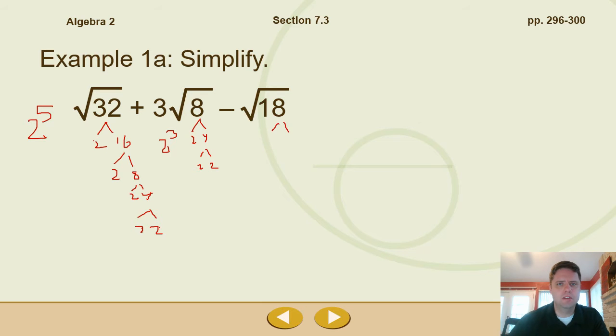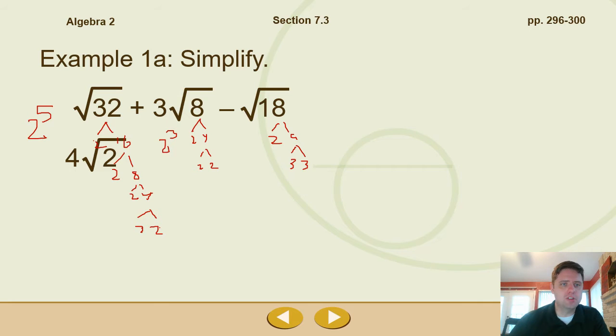And 18, well, that'd be 2 and 9, and then 9 becomes 3 and 3. So you're going to be doing this kind of factoring a lot of these to figure out what things you can then actually take the square root of. So this first one becomes 4 square roots of 2, right?